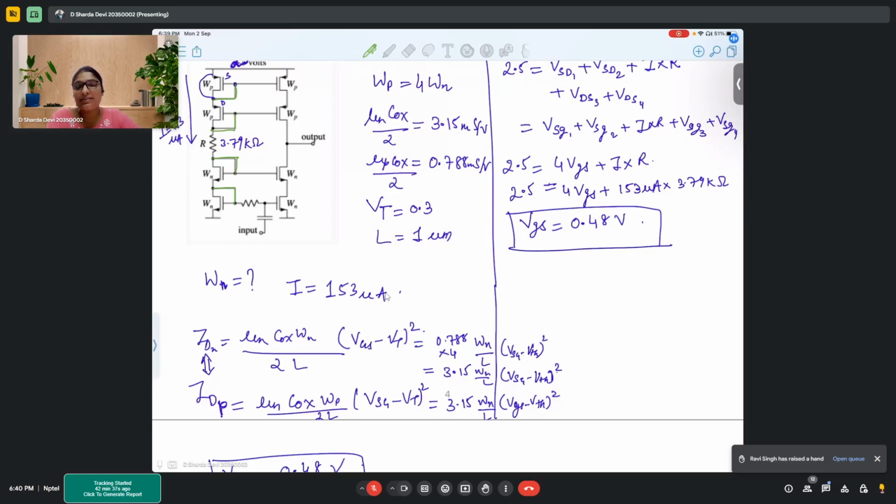Let's say your process is same, so mu and Cox will come out to be same. W and L are different for the transistors. Then how will your current remain same? It will either be regulated by the VTH difference or by the VGS difference, but current will always remain same in series. That is the key point to keep in mind. With that starting point, we should start solving these kinds of problems.